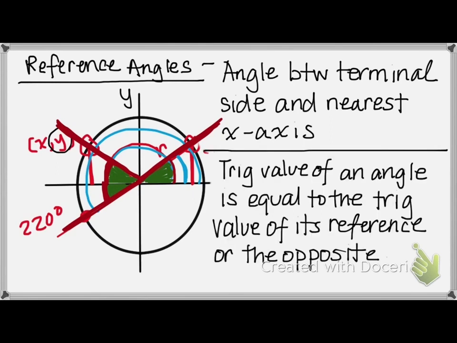And then this leads us to another statement: the trig value of an angle is equal to the trig value of its reference angle or the opposite. And we saw that opposite idea earlier, right?